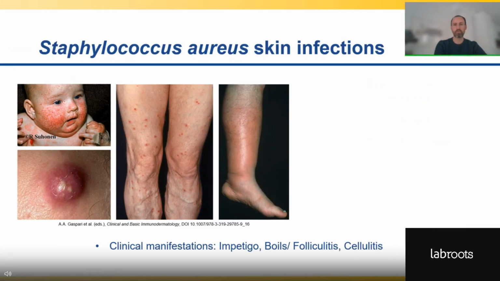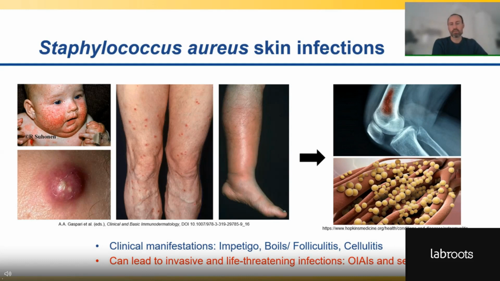Our lab is primarily focused on Staphylococcus aureus, and the reason we're interested in this is because Staph aureus is the primary cause of skin and soft tissue infections in humans. It has various clinical manifestations, such as impetigo, folliculitis, and cellulitis. Additionally, Staph aureus skin infections can lead to invasive and life-threatening infections such as orthopedic implant infections and sepsis.